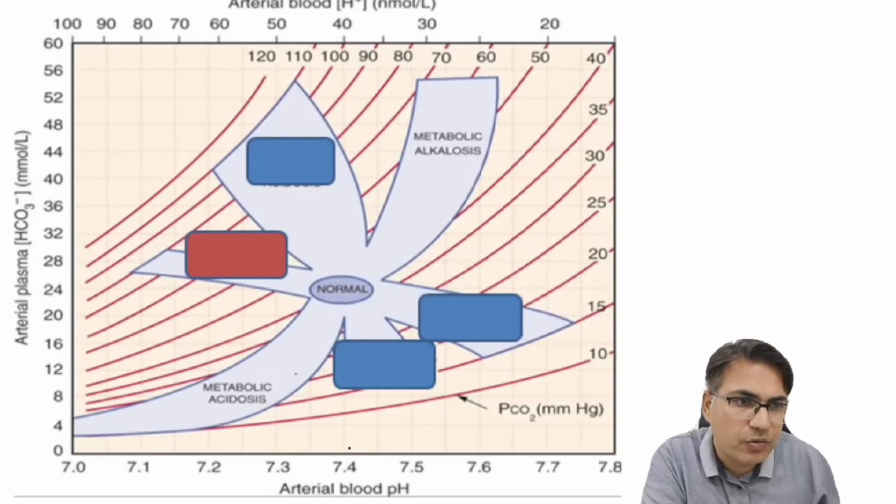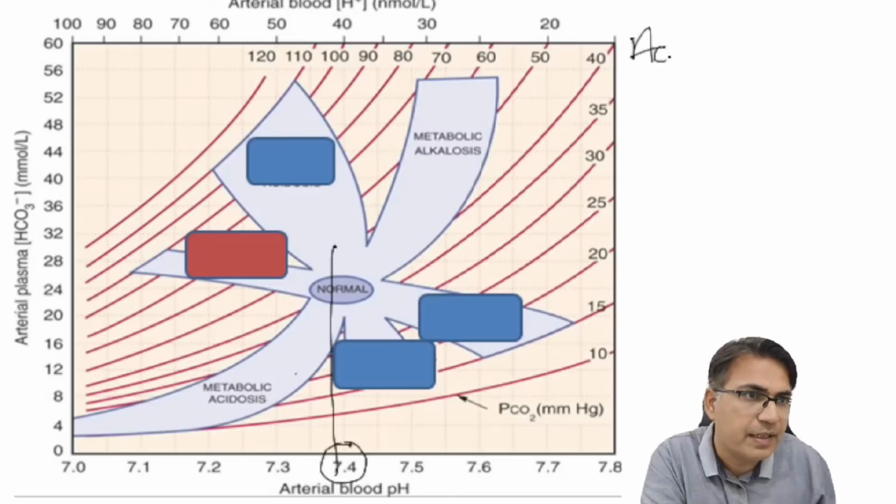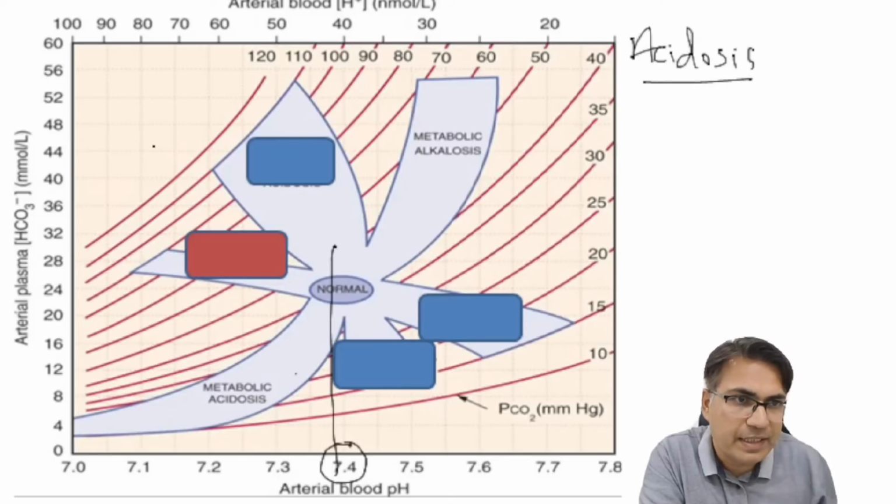Okay, so first you have to look for pH. It is less than 7.4. pH is less than 7.4, so it is acidosis, right? Next you have to look for bicarbonate, which is more than normal.